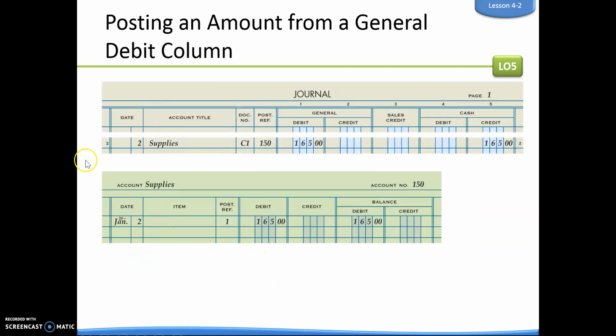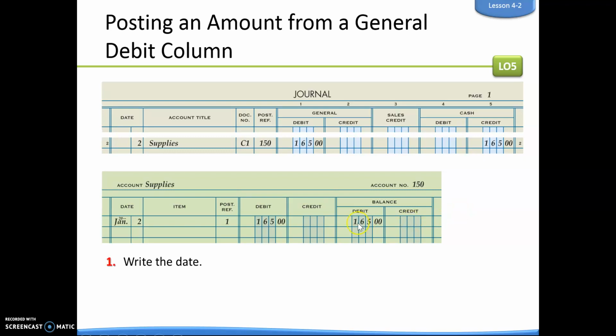So here we have our journal, which has a transaction where it looks like we paid cash for supplies. Then, down below, we have our account in our general ledger. So like we talked about yesterday, we have supplies, and then we have our account number, which is number 150. So in order for us to get our information from our journal into our general ledger, we have to post.